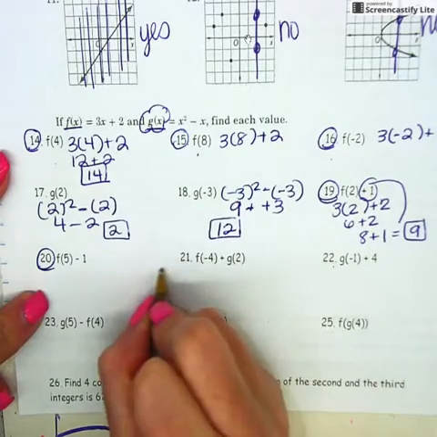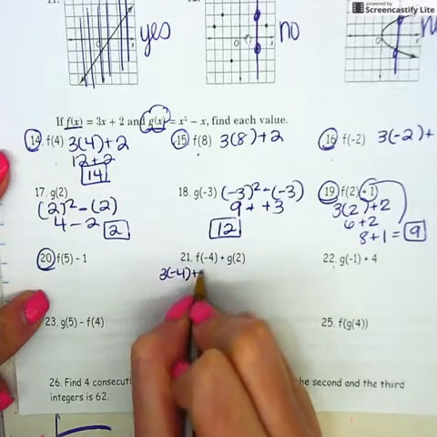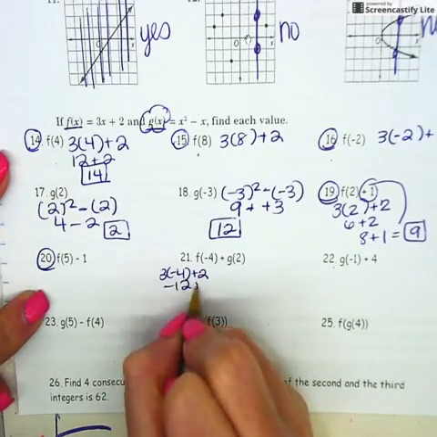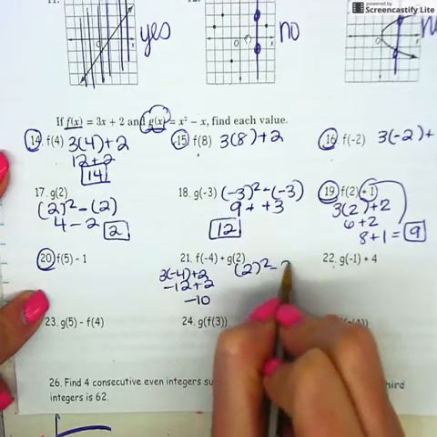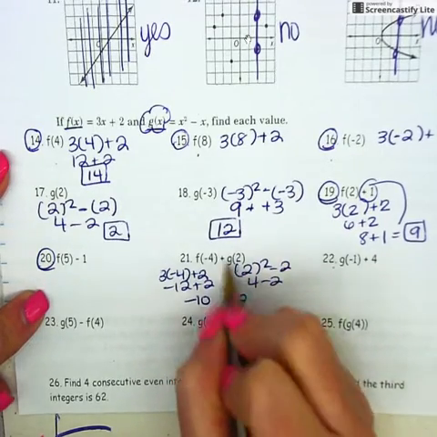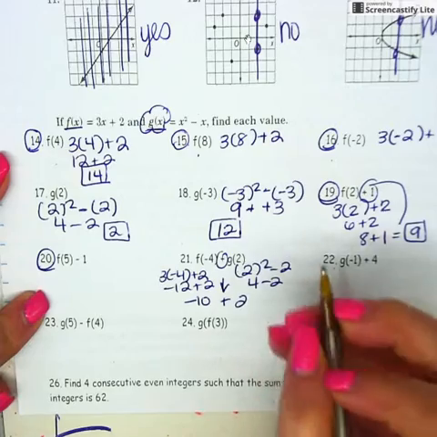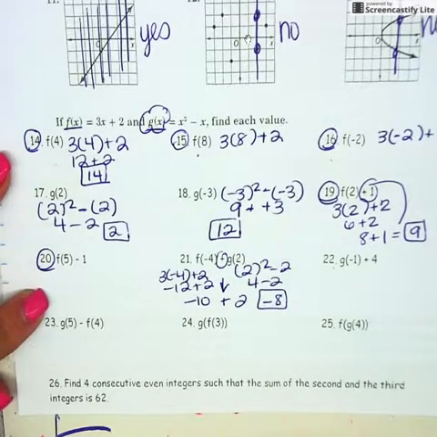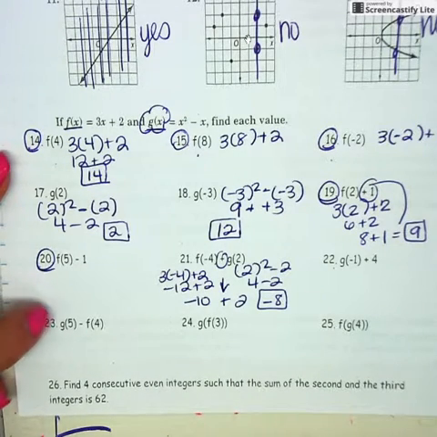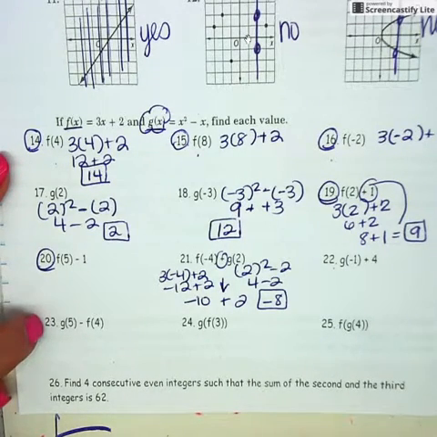So f of negative 4, so 3 times negative 4 plus 2 is negative 12 plus 2, which is negative 10. g of 2 is 4 minus 2, which is 2. Bring down your plus sign, and negative 10 plus 2 is negative 8. So that's the same way you'll do problem number 23.